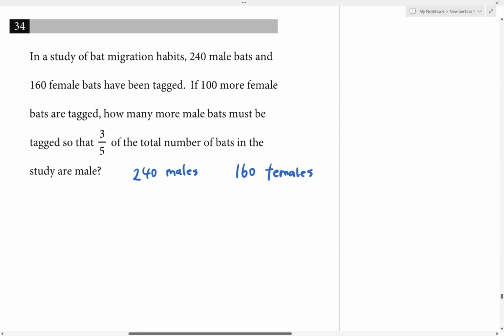And then we're gonna add 100 more females, right? And then we want the ratio to be 3/5. So let's go and add the 100 females first. So now how many females do we have? We have 260 females now, the number of females increased by 100. How many more males must we tag so that 3/5 of the total will be male?